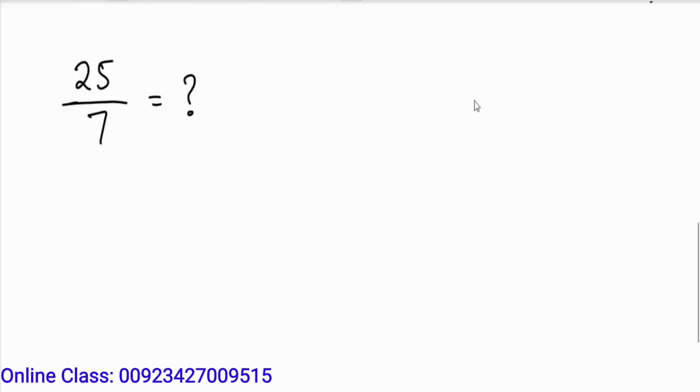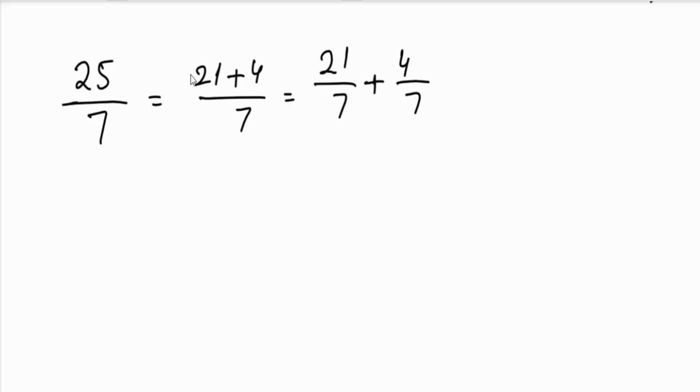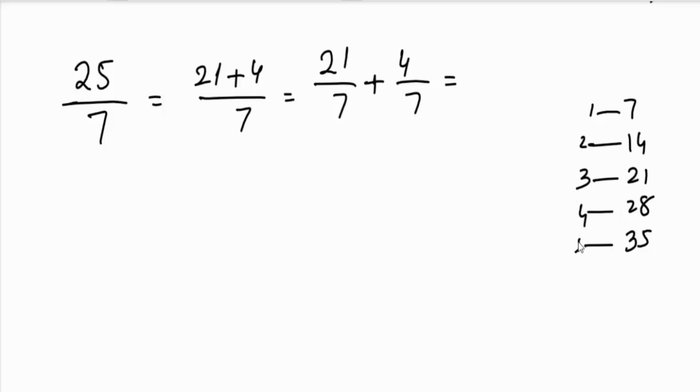Let's see. First of all, 25 can be written as 21 plus 4, over 7. So separate them: 21/7 plus 4/7, because 21 plus 4 is equal to 25. The table of 7: 7 ones are 7, 7 twos are 14, 7 threes are 21, 28, 35. So this is 1, 2, 3, 4 and 5 multiples of 7.